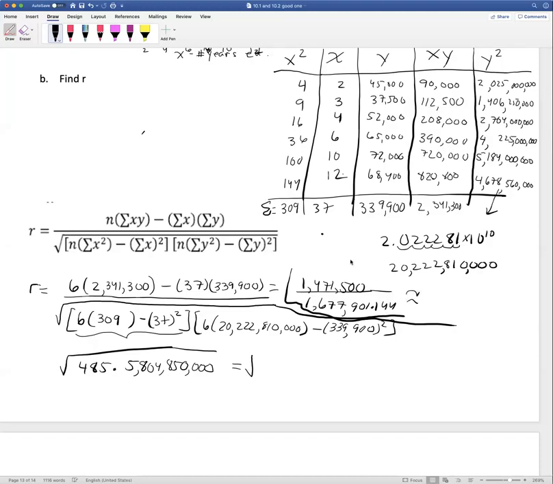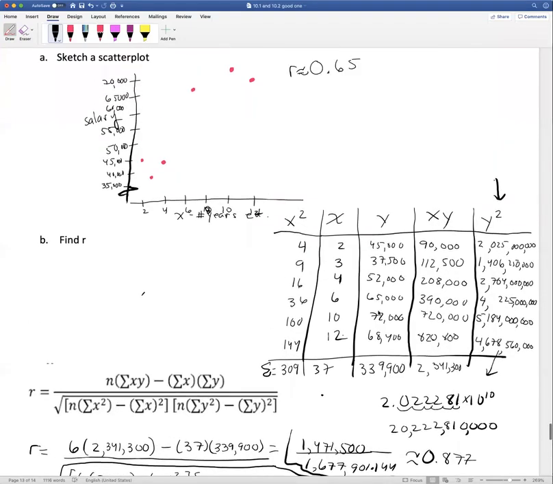Okay, so the quotient of these two, when we divide these two, tells us what Pearson's correlation coefficient is. 1,471,500, I'm going to divide that by 1,677,901.144, and I get 0.877. So the correlation coefficient was a little bit higher than what I initially anticipated. I said it was 0.65, but it's really 0.877. All right, and so that's the correlation coefficient that we would use.